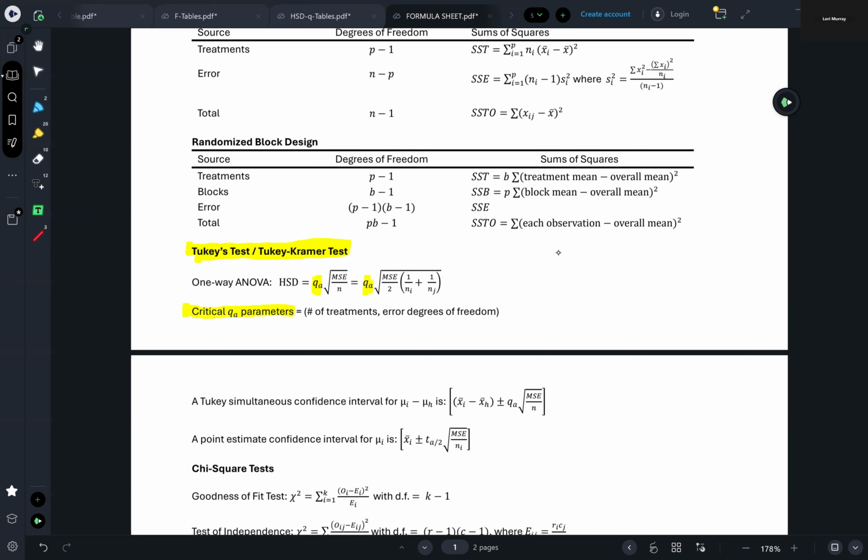And so it's going to be the degrees of freedom. Just like the F distribution, there's two sets of degrees of freedom. The first number is the number of treatments. And the second number is the error degrees of freedom. And so we'll go over to our table and find a critical value.